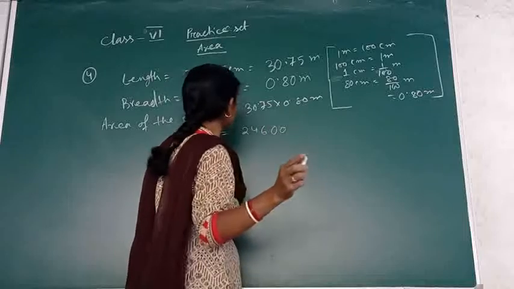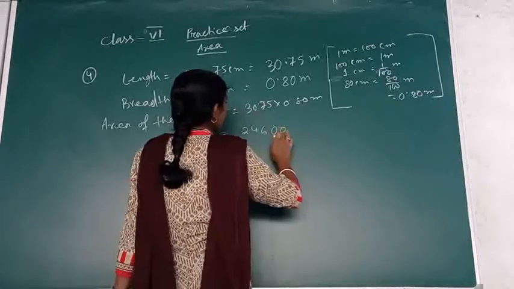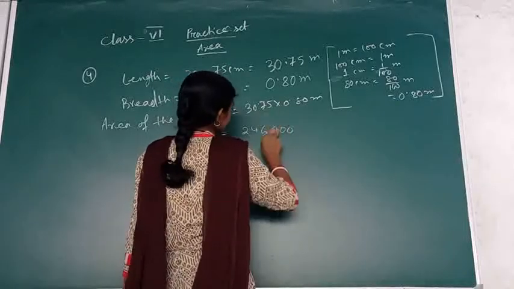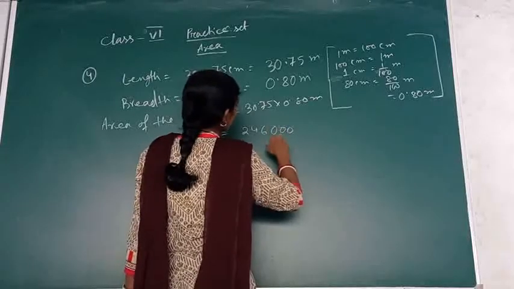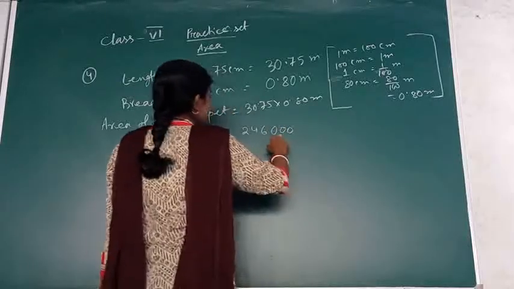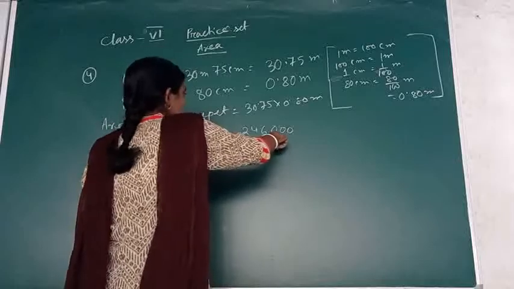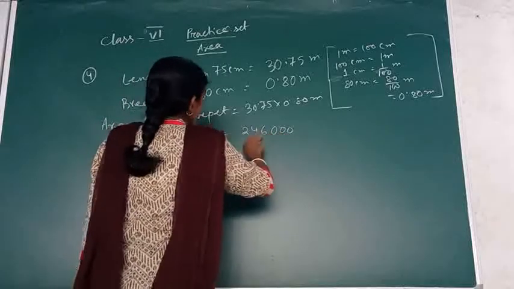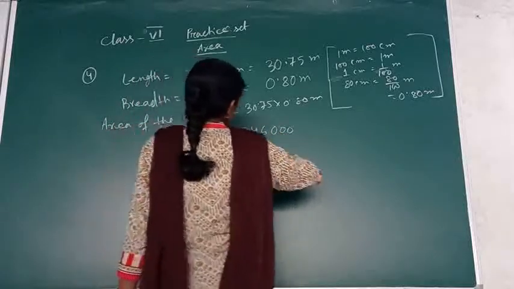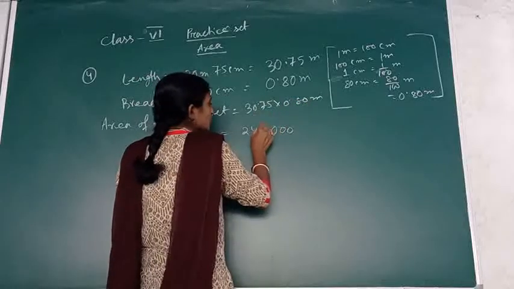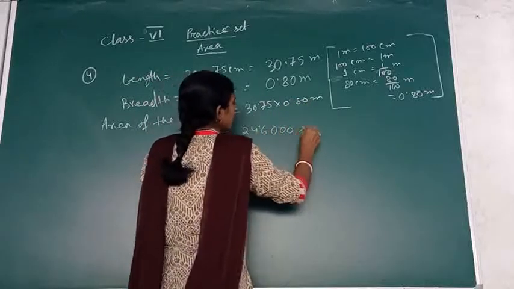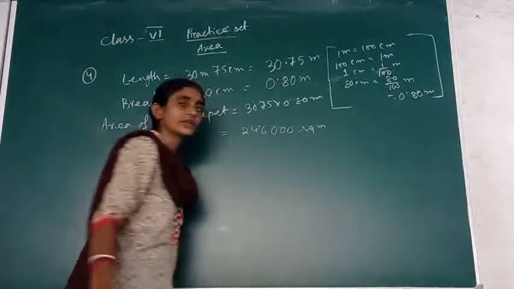Yes, once more let's recheck this one. Yes, 8 5s are 40. Here 8 6 are 56. 56 plus 4 equal to 60. 60 is there is 6. Here 8 0 is 0. Here it is 6. 8 0 is 24. Okay. Now how many decimal places we have? Here it is 2. Here it is 2. So let's put the decimal here. So that much square meter area each have.